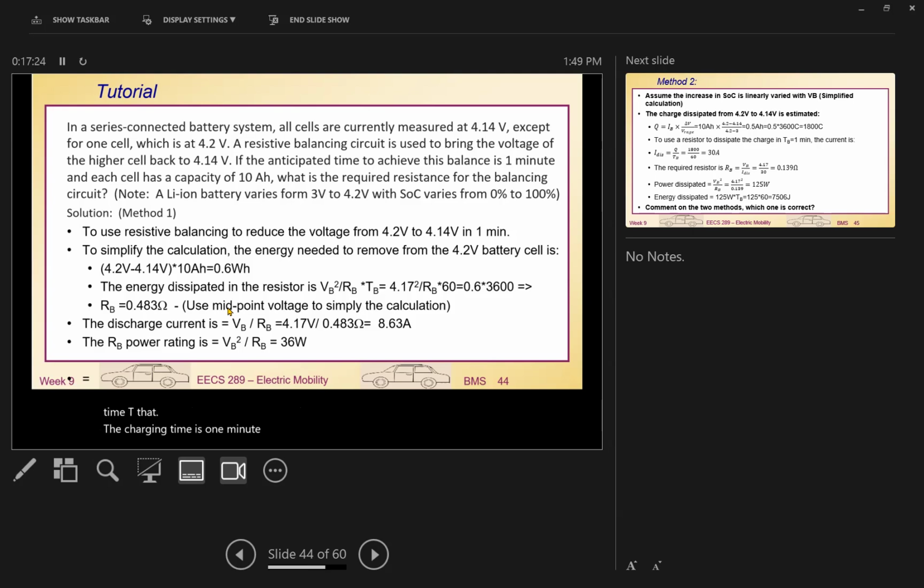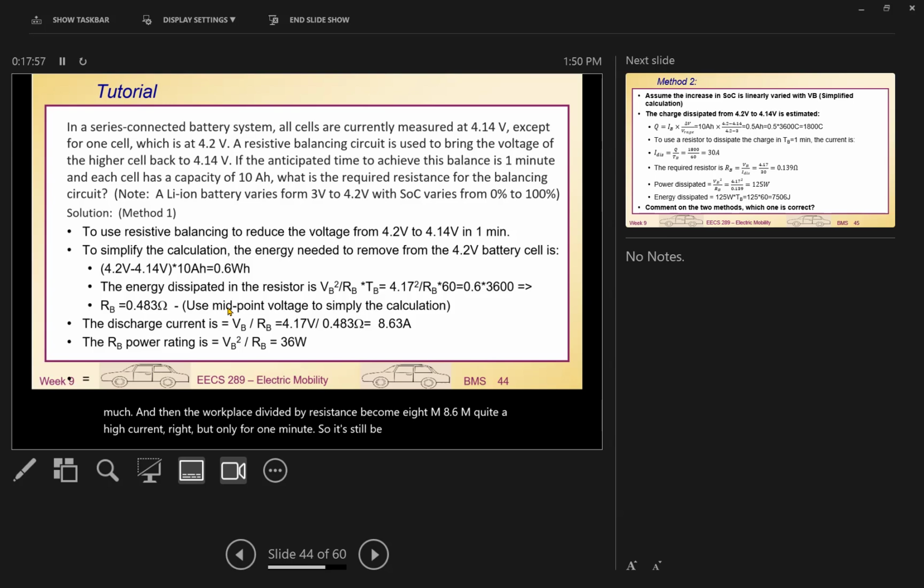So I use a midpoint of 4.17, because the voltage changes from 4.2 back to 4.14. Then that becomes 4.17 squared divided by R. Solving the equation, we get R becomes 0.4. It's a midpoint for calculation. You can use integration for more detail, but that's fair enough. Then the midpoint voltage divided by resistance becomes 8.6 amp. Quite a high current, right? But only for 1 minute, so it should still be okay.